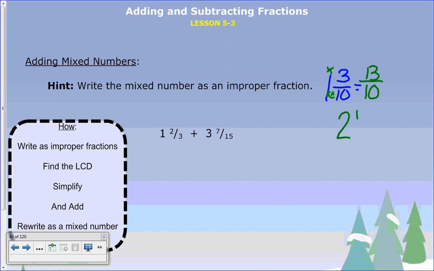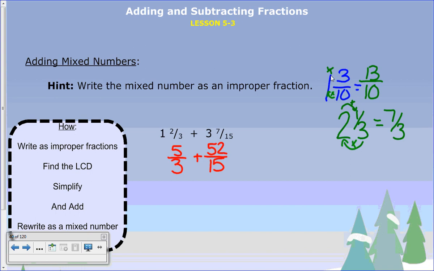Again, if I had 2 and 1/3, same idea. 2 times 3 is 6, and then plus 1 is 7, so this would be 7/3. All right, so now we're going to go ahead and do these ones. First, I have to write them as improper fractions. Well, 3 times 1 is 3, plus 2 is 5. I have 5/3 plus, well, 3 times 15 is 45, plus 7 is 52 15ths. All right, that's my first job.